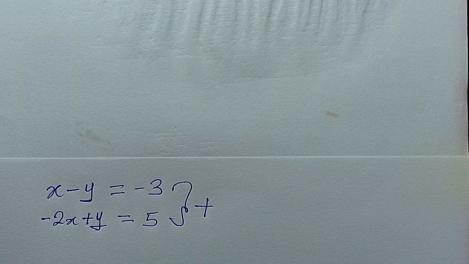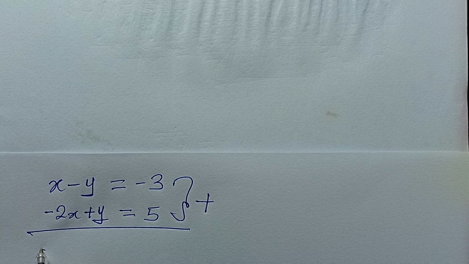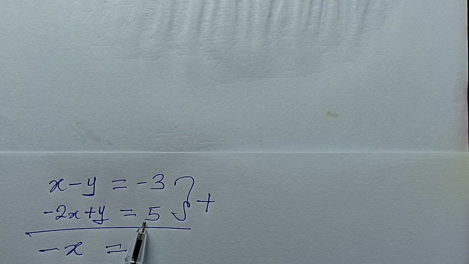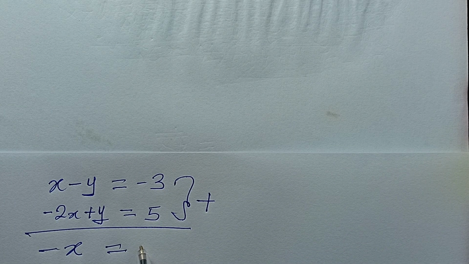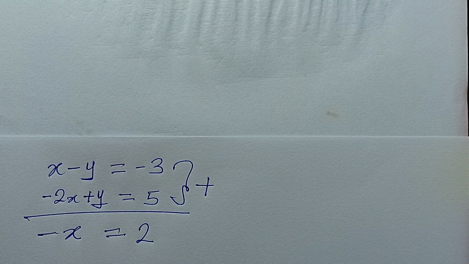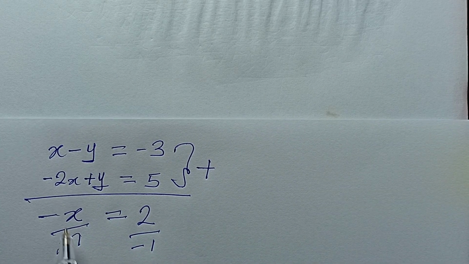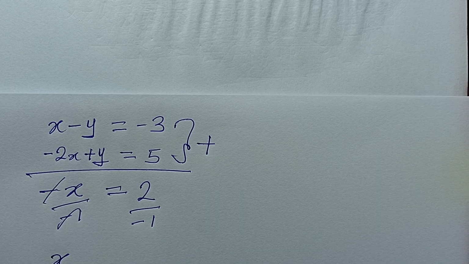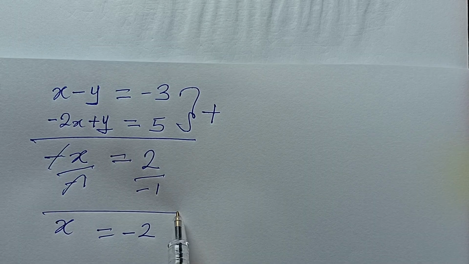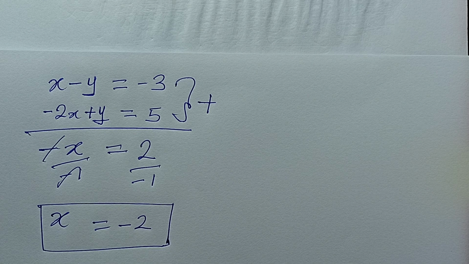Adding these two equations together, x plus minus 2x gives us minus x, and minus 3 plus 5 gives us positive 2. From here, we are looking for x, right? So we divide by minus 1, and so we now have our first value, x is equal to minus 2. This is the value of x that satisfies the original equation.